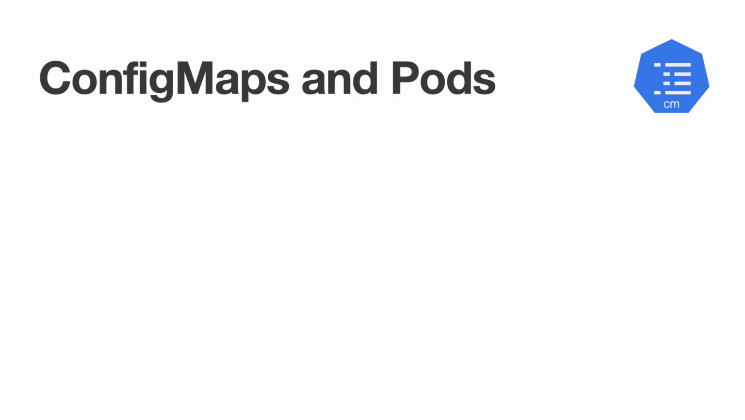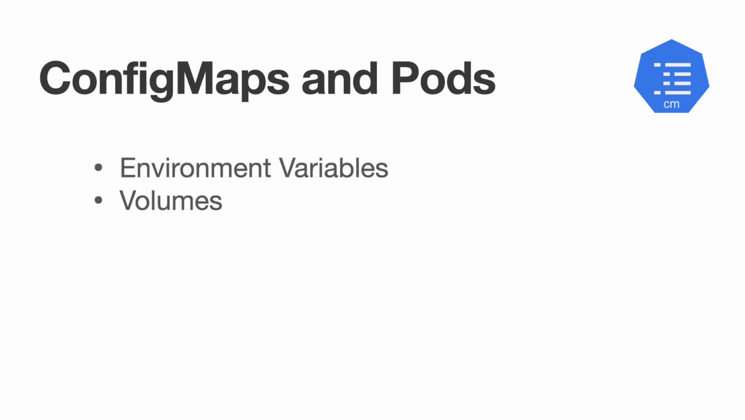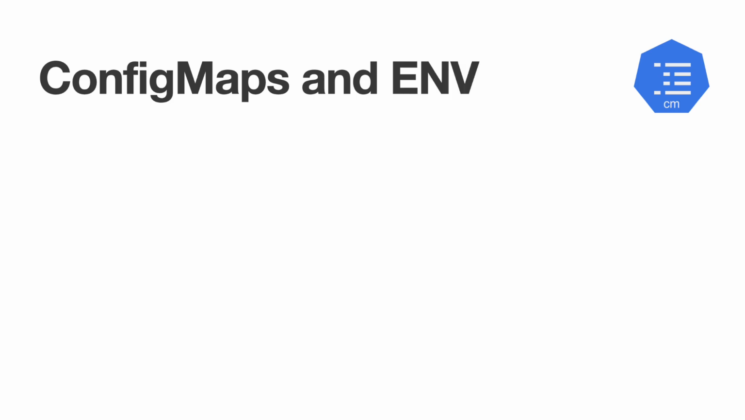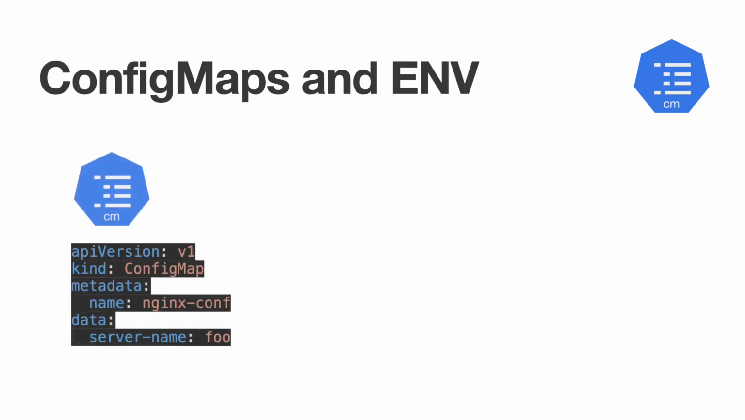So now let's see how to inject the configuration that we have inside of our config maps into our pods. The most common ways that you're going to be doing this is using environment variables and volumes. So with environment variables is as follows. We have our config map in here. See that it's config map. It's called nginxconf. And for example, we just have a data called server-name and then foo, right? But you saw that we have a file, a long file, right?